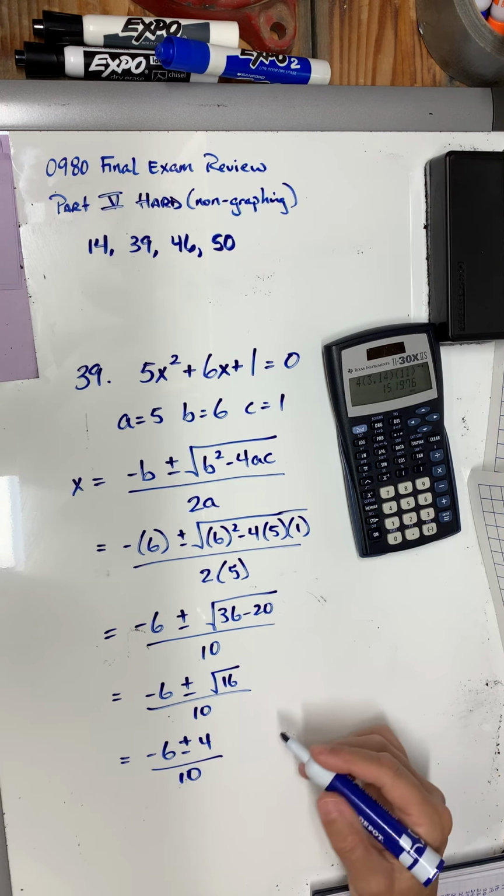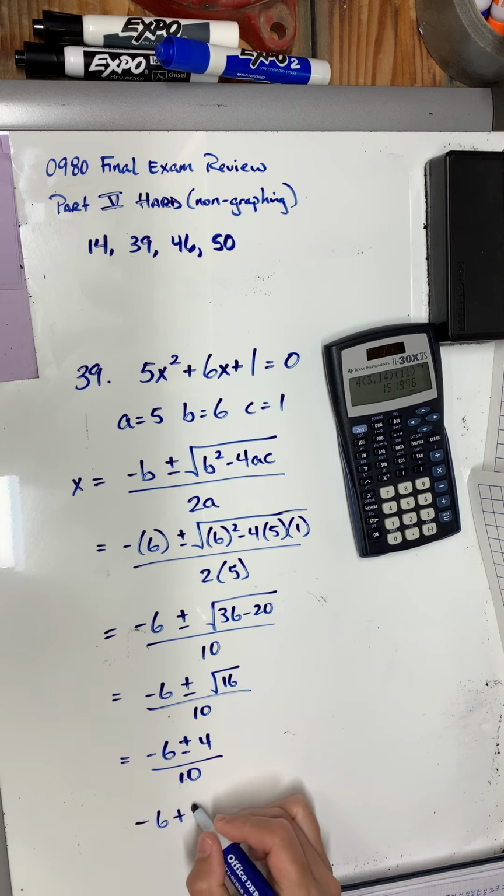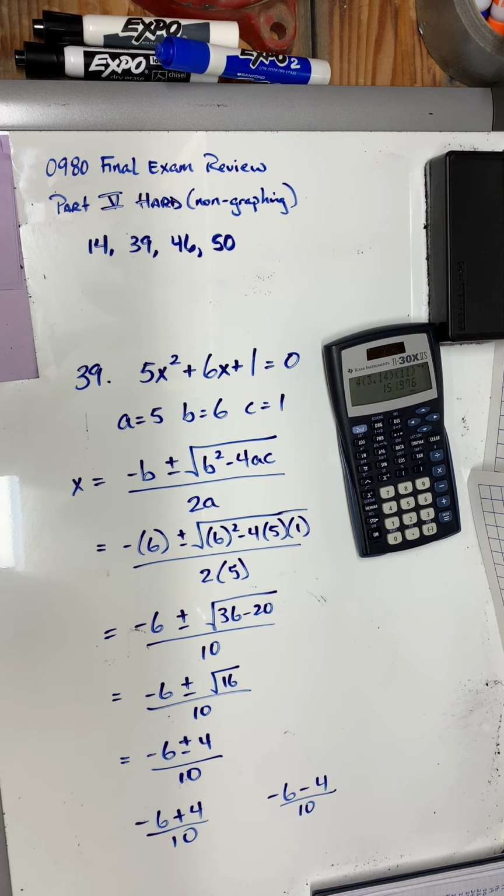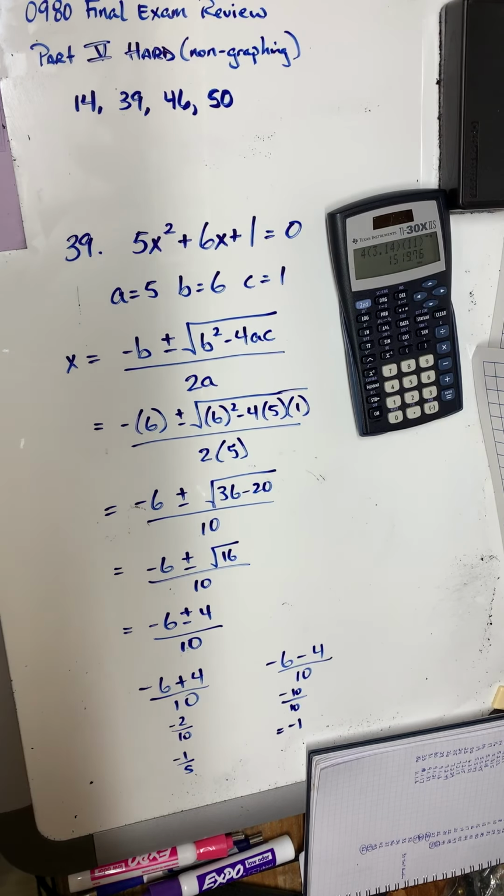So we have negative 6 plus 4 divided by 10, or negative 6 minus 4 divided by 10. Negative 6 plus 4 is negative 2 over 10, which simplifies to negative 1/5. You could put that in your calculator as a fraction to simplify it if you need to. And this is negative 10 over 10, which simplifies to negative 1. I know you can't quite see that. There you go.